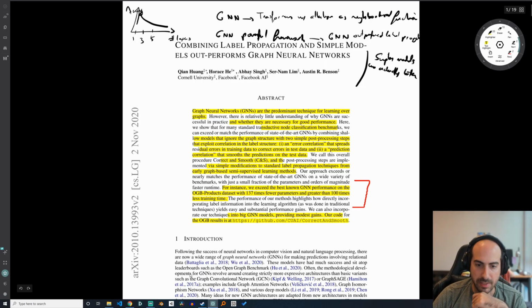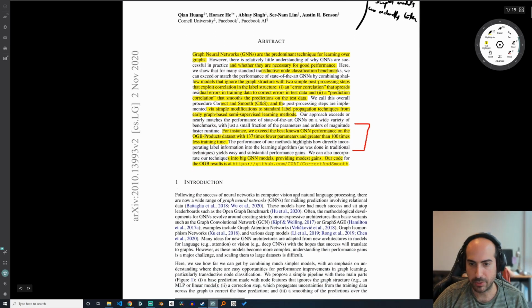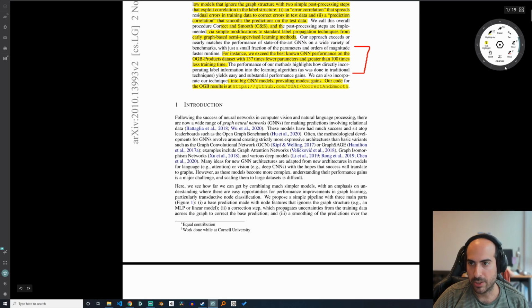All right, so following the success of neural networks in computer vision and natural language processing, there's a wide range of graph neural networks. We're going to be covering a lot of these in the survey, so don't worry if these don't make sense. But the main point is that there's a whole lot. They basically differ in either their aggregation function or their pooling function. And then the main benchmark is the Open Graph Benchmark.